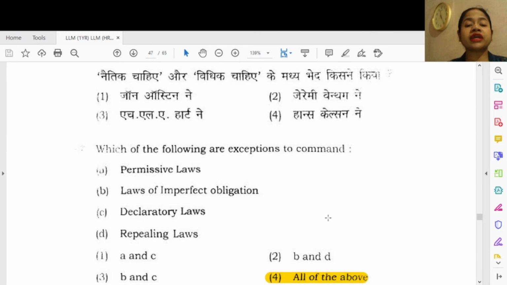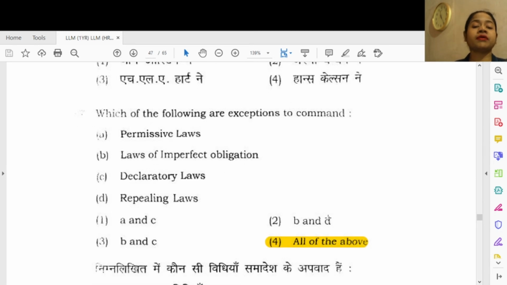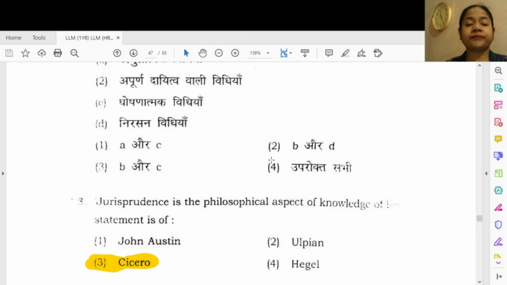Which of the following are exceptions to command? So this is all of the above: permissive laws, laws of imperfect obligation, declaratory laws, and repealing laws. So these are the exceptions to command.